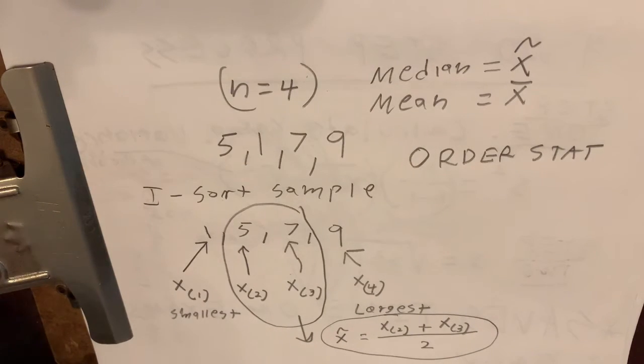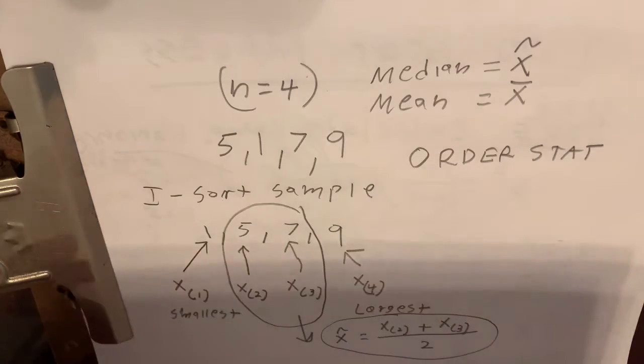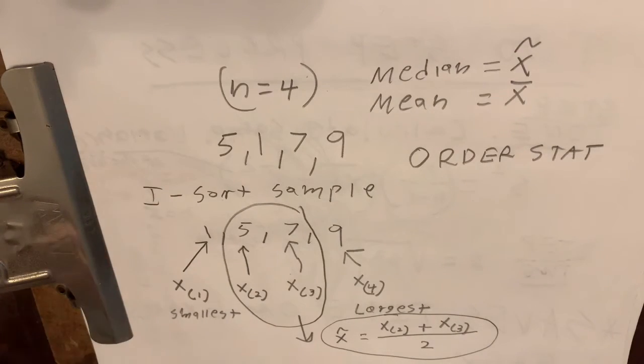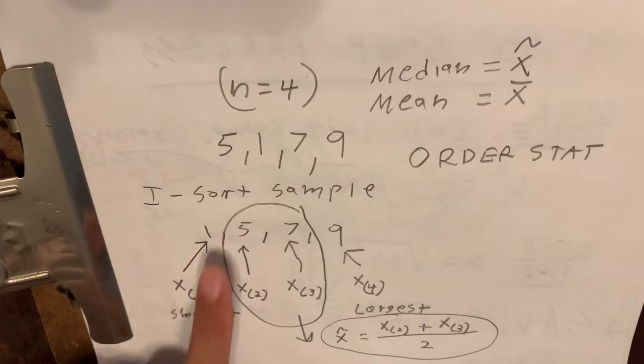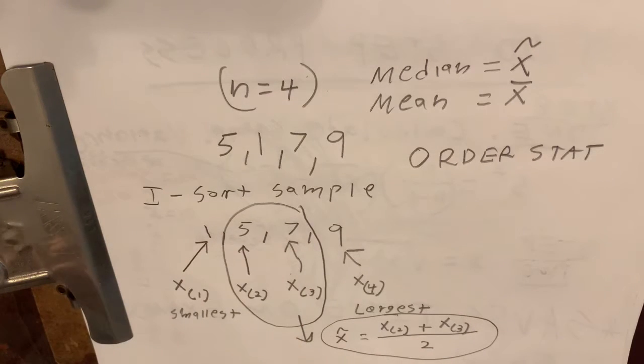Now, you might say, well, this guy's making so much out of it because look, you line up the numbers from smallest to largest and you just take the two middle numbers and you average them. Why is he making such a big deal?